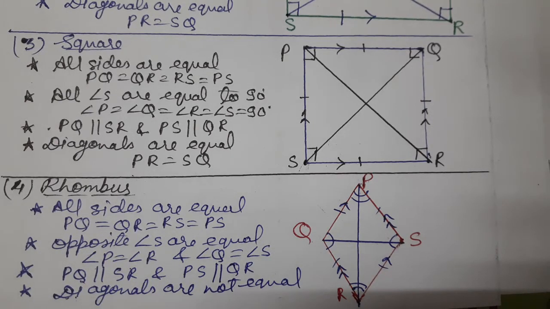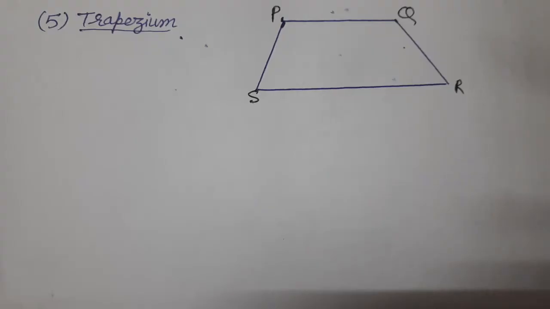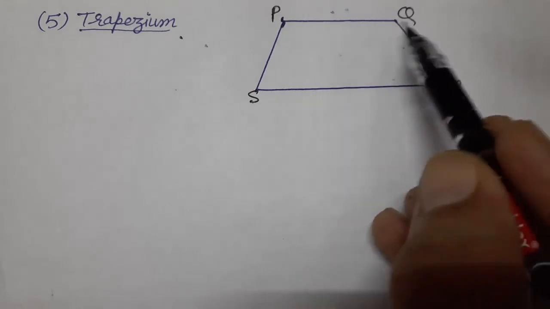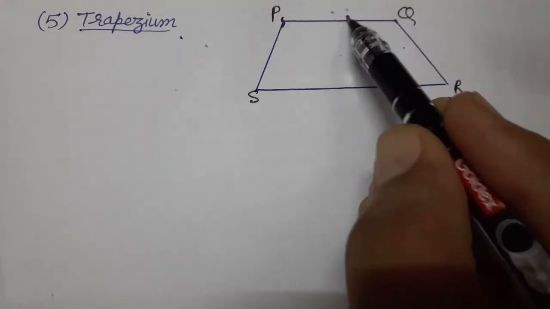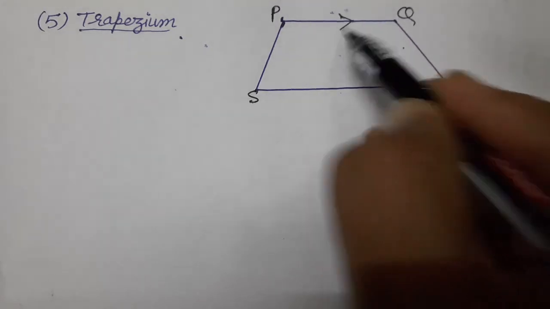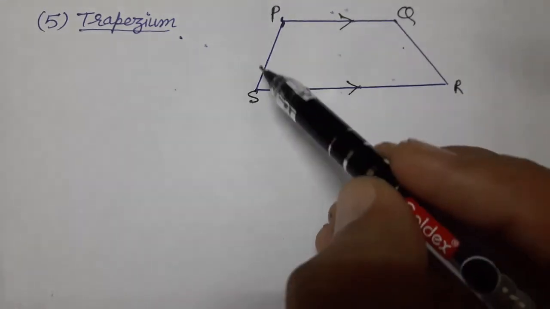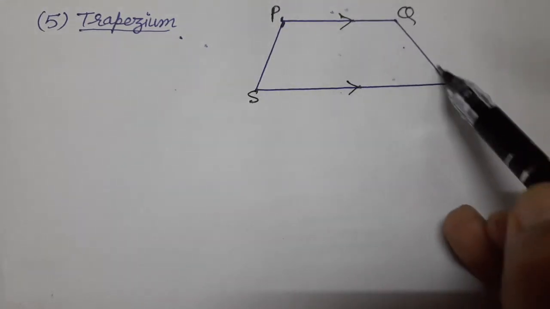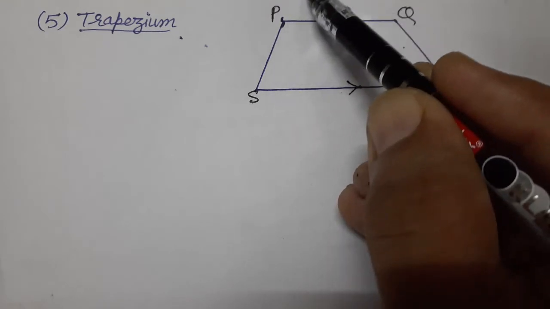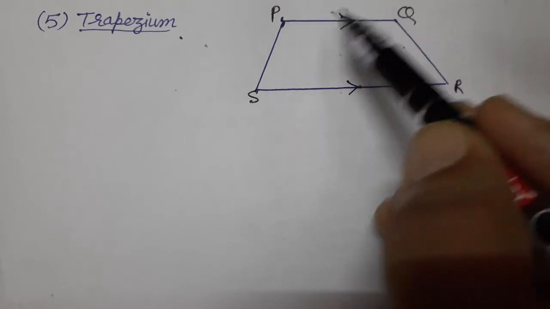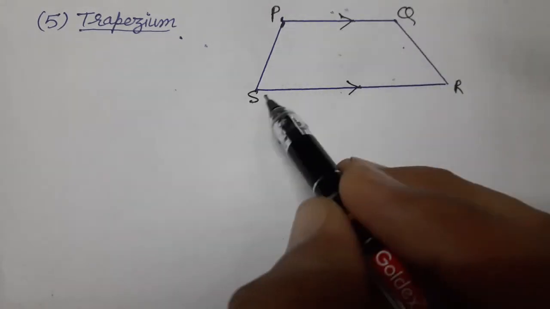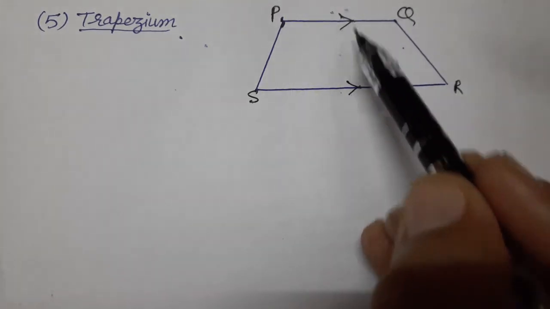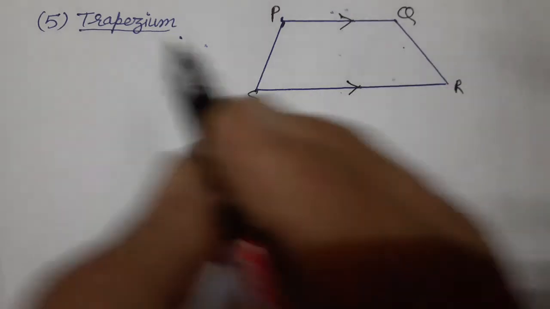Now the last one left. Let's take that one also. Now see this figure PQRS. Here we can check that these two are parallel. PQ is parallel to SR, but PS is not parallel to QR, because if we extend these two lines, then they will meet each other. So this is a quadrilateral in which only one pair is parallel.